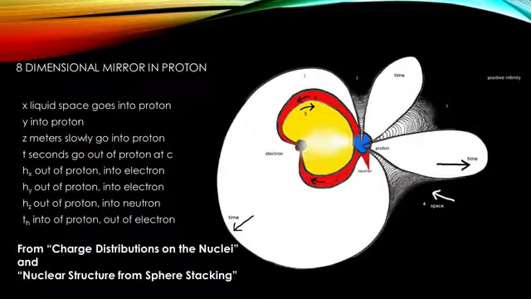Now the 8 dimensions are listed here. X, Y, Z, and T are like liquid space going into the proton, and time is coming out of the proton. And then the 4 more dimensions, HX, HY, and HZ, are coming out of the proton, and the HT is going into the proton. So that's really the opposite of the gravitational dimensions. It's a mirror image.